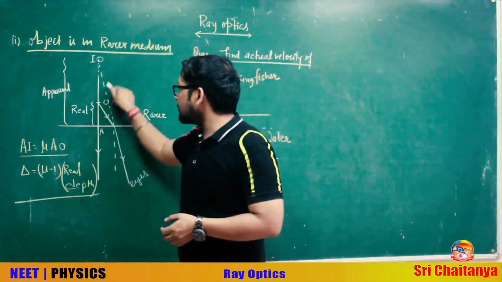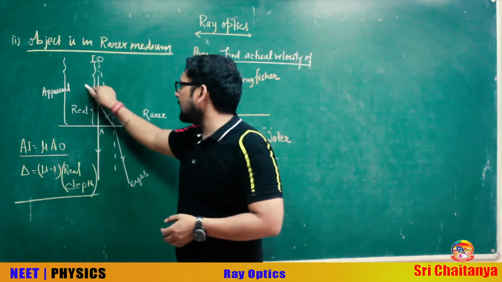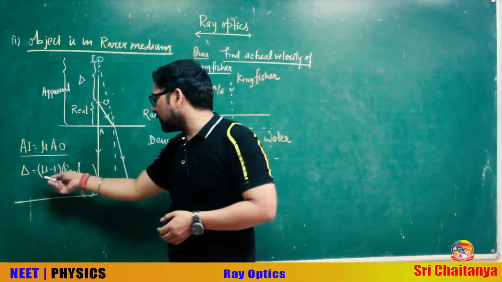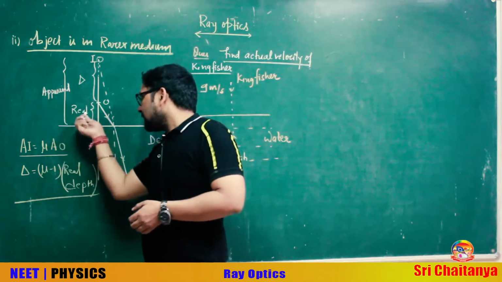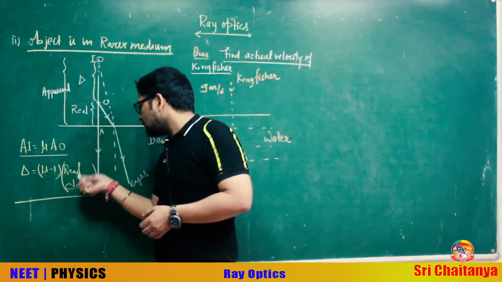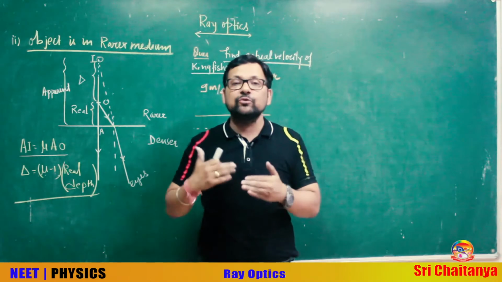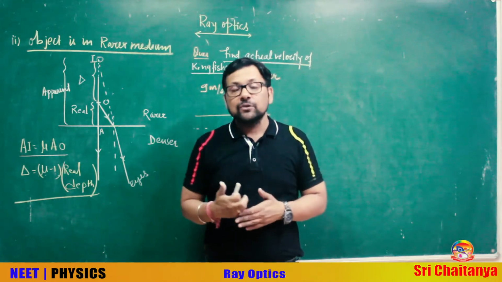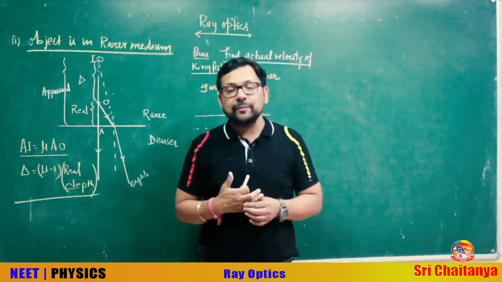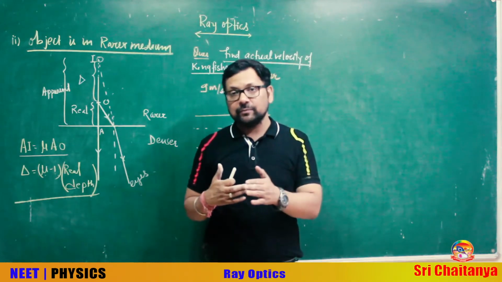And this is the shifting from here to here. This is the shift that we denote by delta, which is equal to apparent minus real, mu minus 1 into real depth. Suppose we say the real depth is t, so this is mu minus 1 into t. So when the object was in the denser medium, it was t into 1 minus 1 by mu.